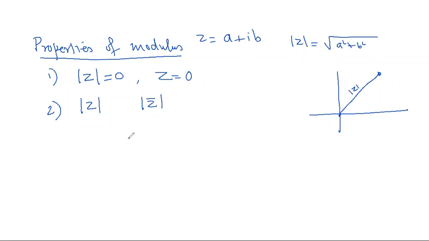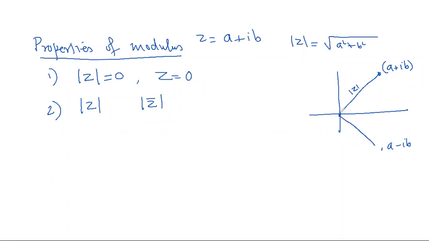What does z bar stand for? The inverse. If this is a plus ib, that is z. What will be z bar? A minus ib. Where will it be? It will be here.